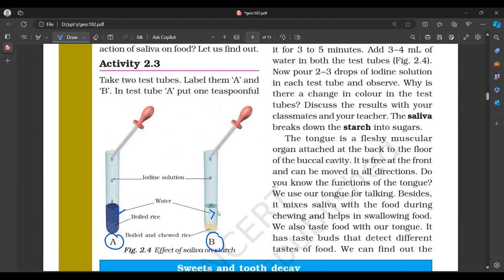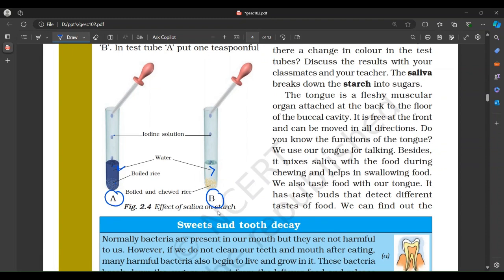The tongue is a fleshy muscular organ attached at the back to the floor of the buccal cavity. It is free at the front and can be moved in all directions. Even when you are talking, your tongue is involved. Do you know the functions of the tongue? We use our tongue for talking. Besides, it mixes saliva with the food during chewing and helps in swallowing the food. We also taste food with our tongue. It has taste buds that detect different tastes of food.